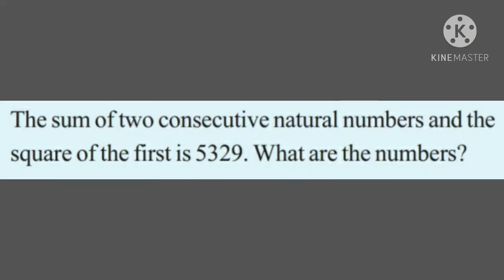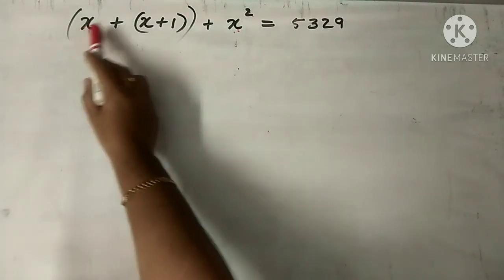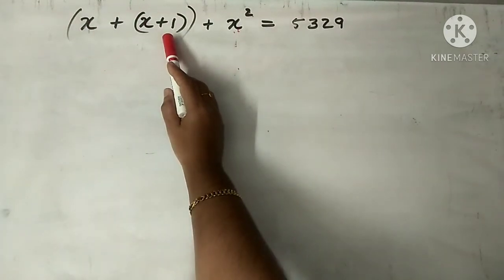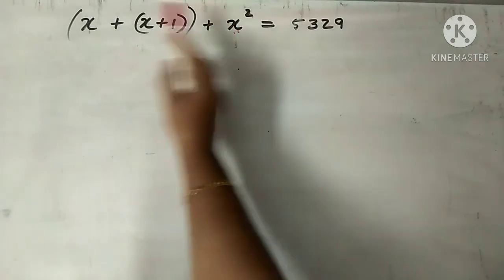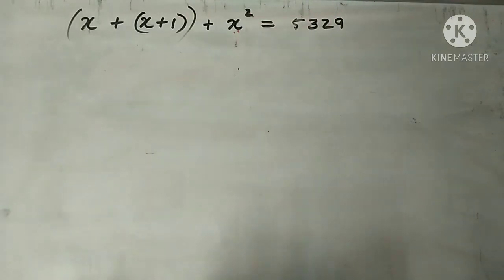Next question. The sum of two consecutive natural numbers and the square of the first is 5329. What are the numbers? In the question, it is given that the sum of two consecutive natural numbers and the square of the first number gives 5329. Before coming to the question, let us see with an example.